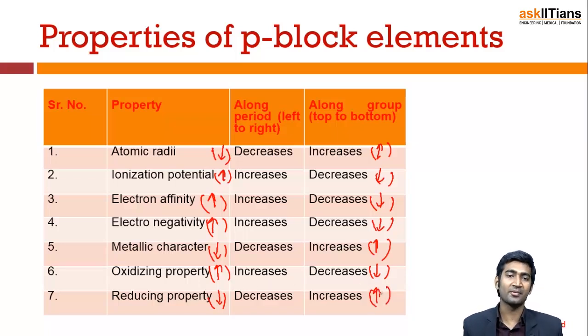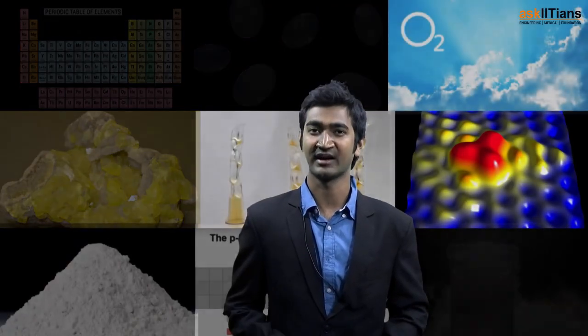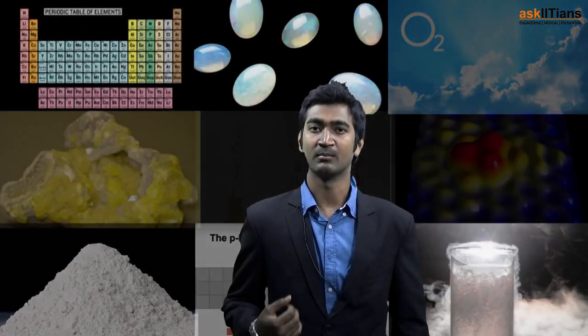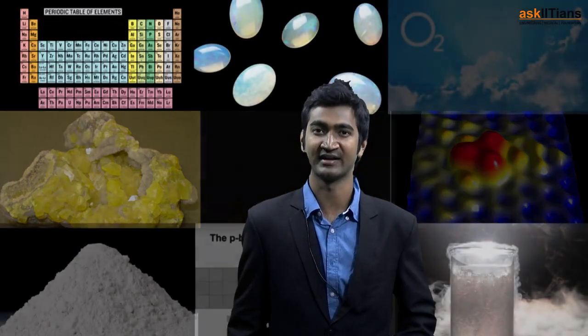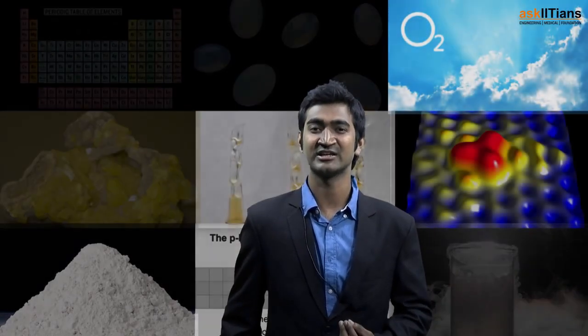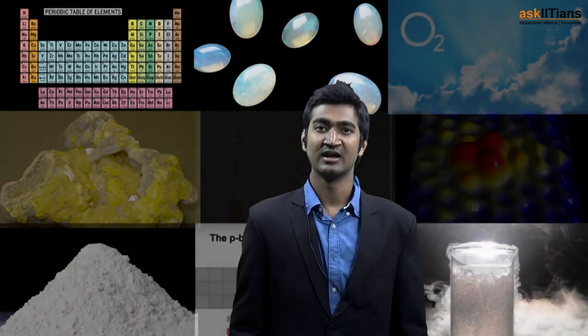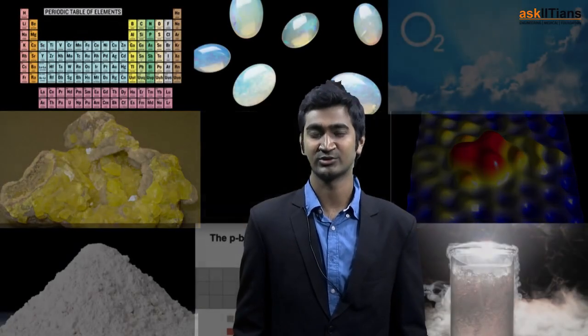So these were some of the properties of p block elements. Students, in this part we saw many properties of p block elements, like ionization potential, electron affinity, their metalloid characteristics, their metallic activity. Also we saw their oxidizing and reducing properties. And one very peculiar thing we saw is the diagonal relationships. In my next part, I will be telling you about the boron family, so stay tuned with me for that.